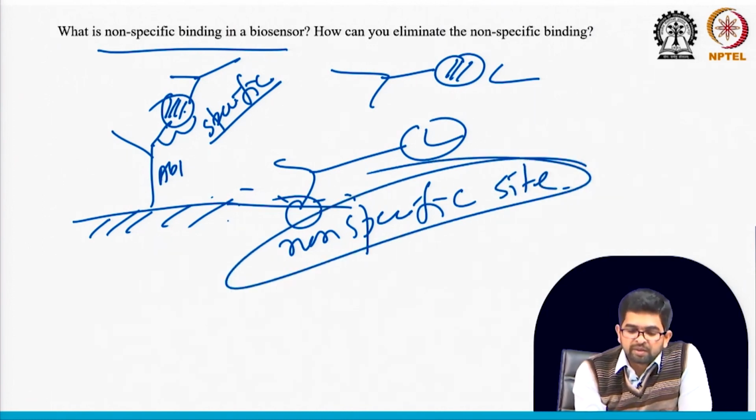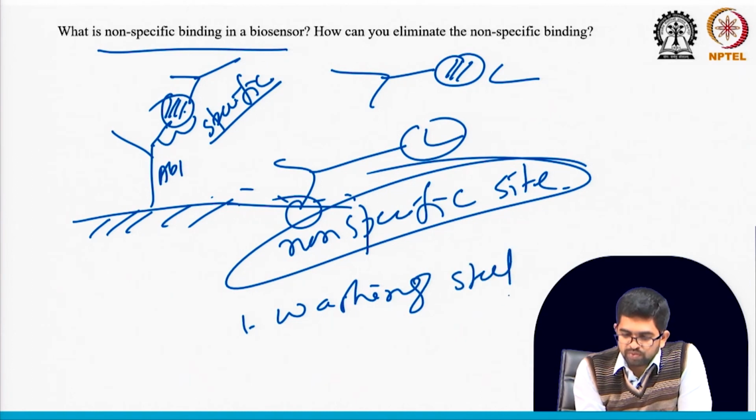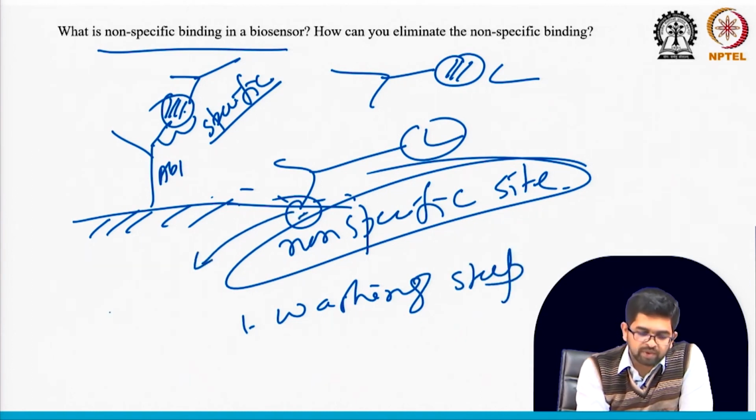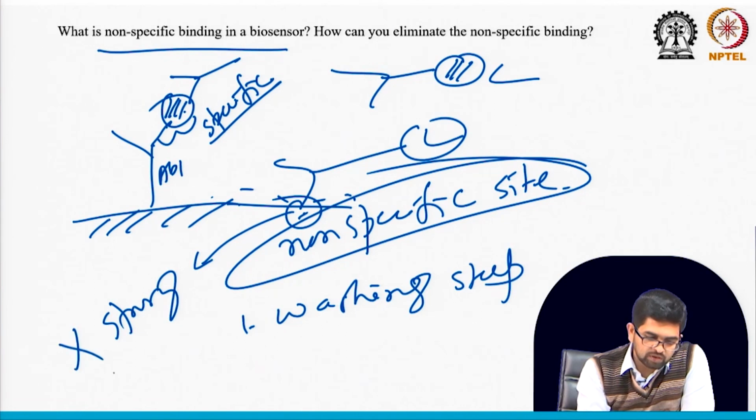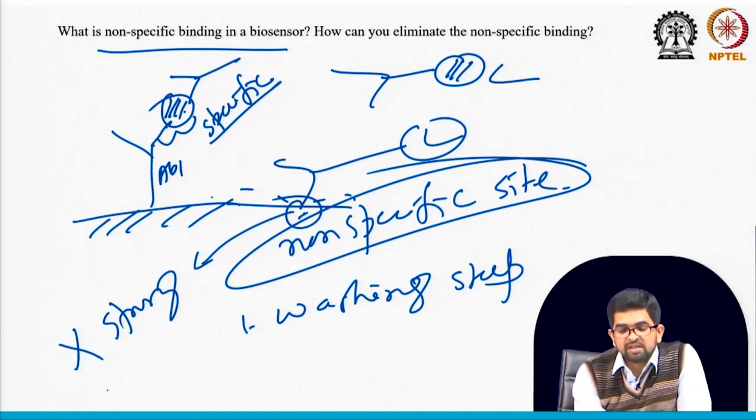So how can you eliminate it? The best thing is that you can wash. First thing is the washing step. If you wash properly, because this binding is not a very strong binding, it will be washed out. This is one best way.